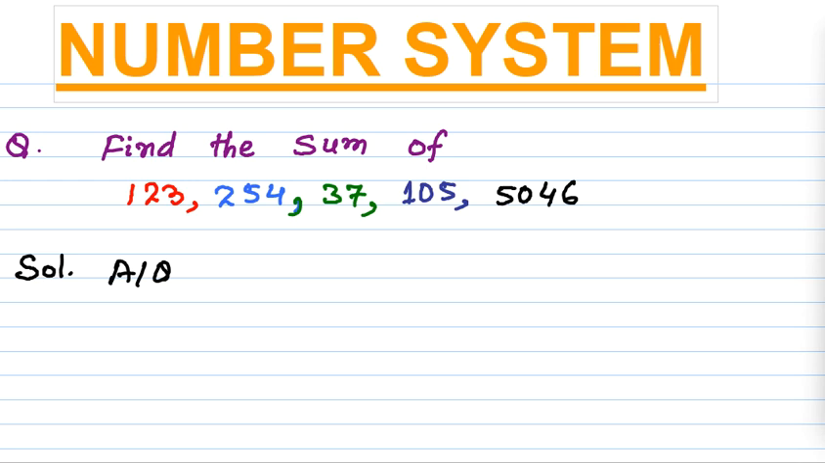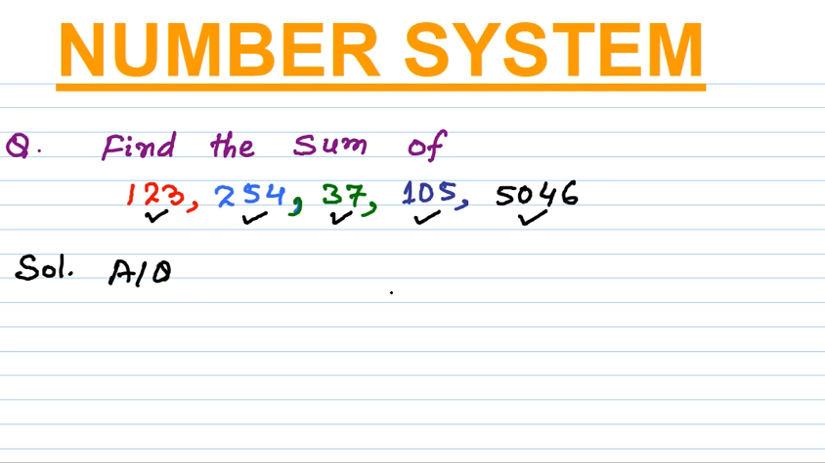So look at the screen. I have written: find the sum of given numbers, right? Here we have 123, 254, 37, 105, 5046. Now, 123, 254, 37, 105, 5046. So according to the question, we will sum the given numbers.